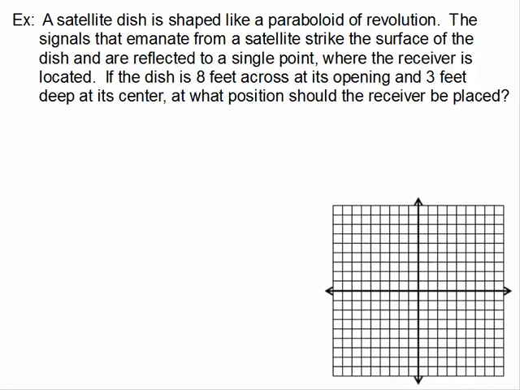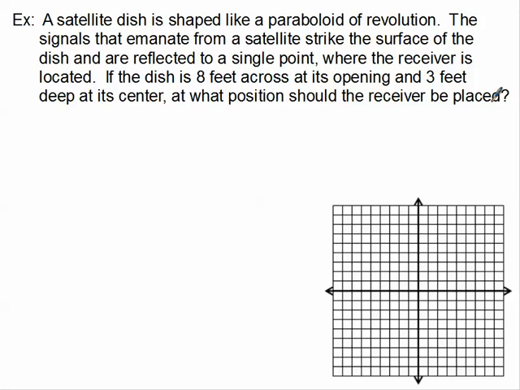Let's look at our final one. It is a word problem. Let's go ahead and go through this and see if we can solve it. We've got a satellite dish. It is shaped like a paraboloid of revolution. That basically means that it's 3 dimensions, but a cross-section would be a parabola. It says that the signals that emanate from a satellite strike the surface of this dish and are reflected to a single point where the receiver is located. If the dish is 8 feet across at its opening and 3 feet deep at its center, at what position should the receiver be placed?